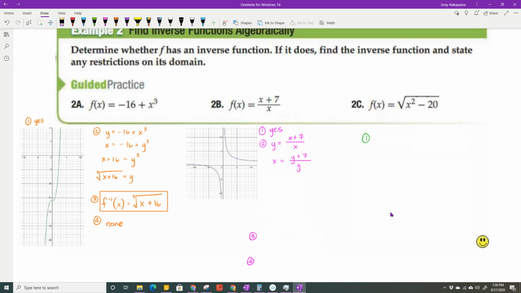So you got to switch first. Switch the x and the y. Now we're going to cross multiply. And if I'm solving for y, I have to have them on the same side. So I'm going to subtract y from both sides.